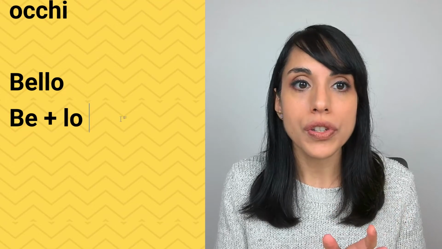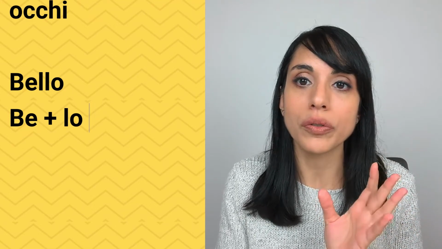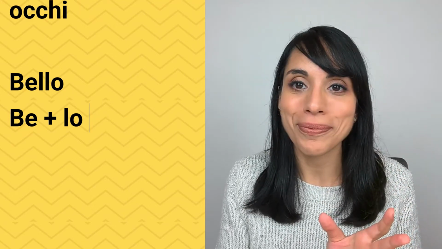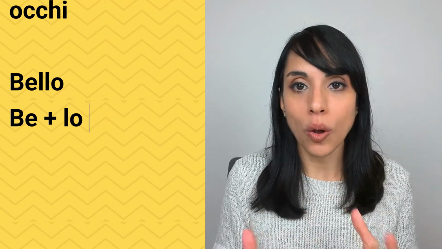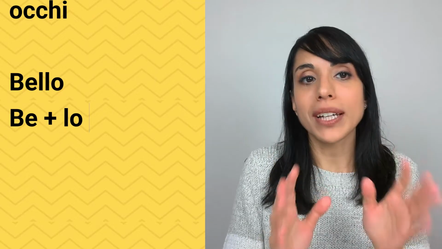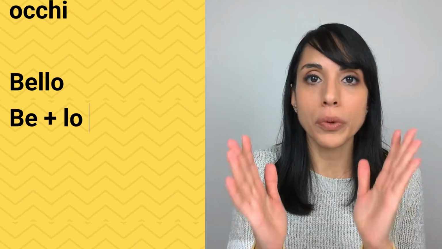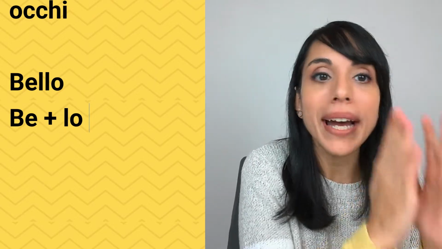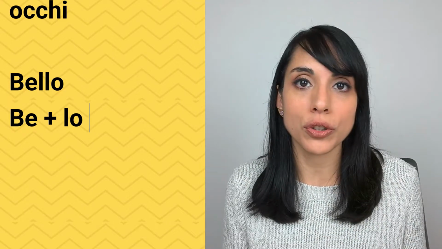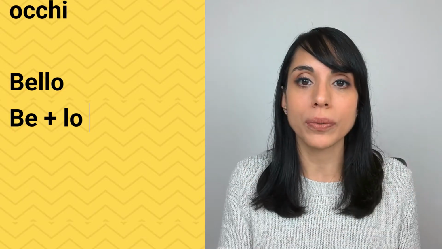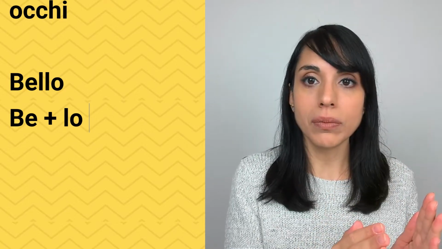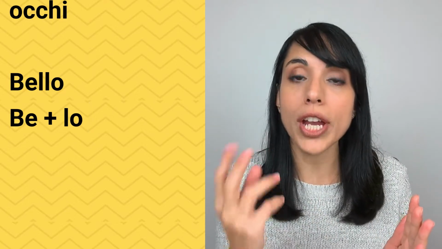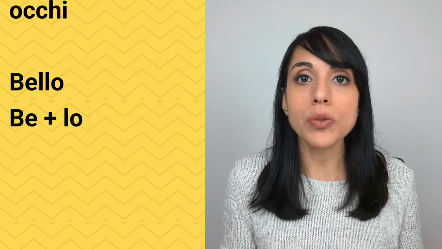What do you notice? Doesn't lo remind you of something that you know? Exactly. Lo reminds you of the article lo. So this is the best way to look at bello. To look at bello like two-part words. The first part is the word be. The second part is an article, a definite article. So be stays the same all the time, but the second part, the article part, changes. Like it always happens with articles.